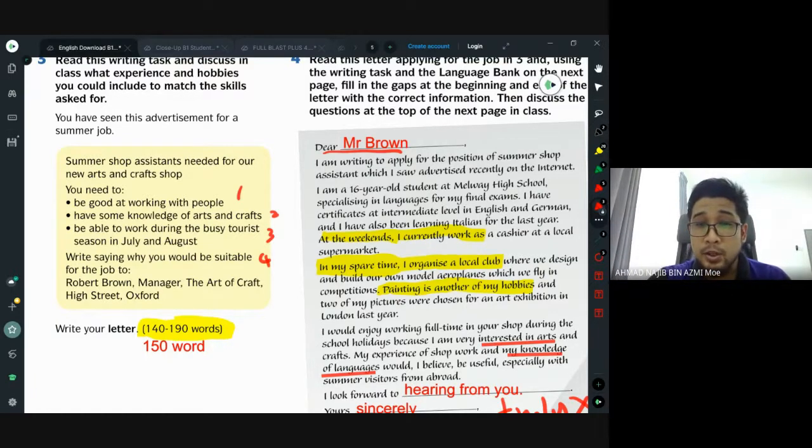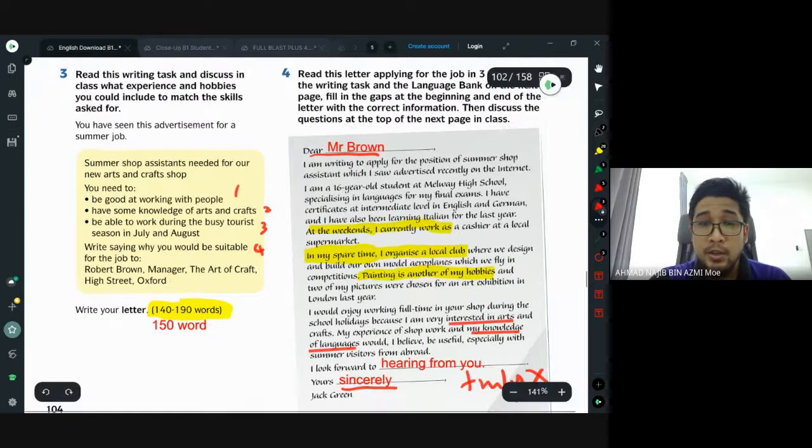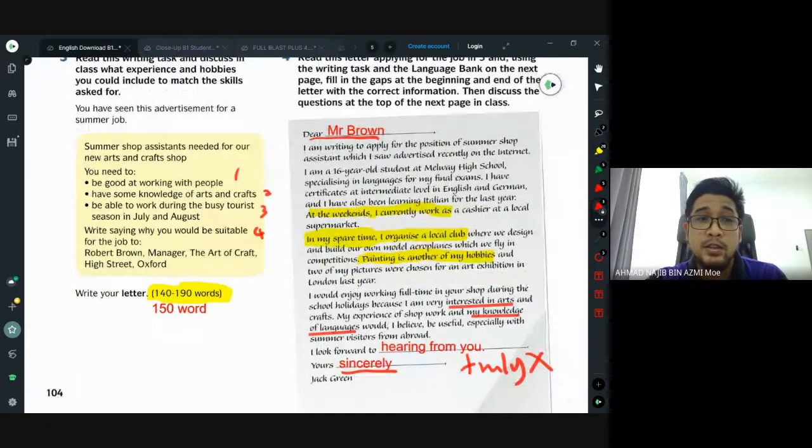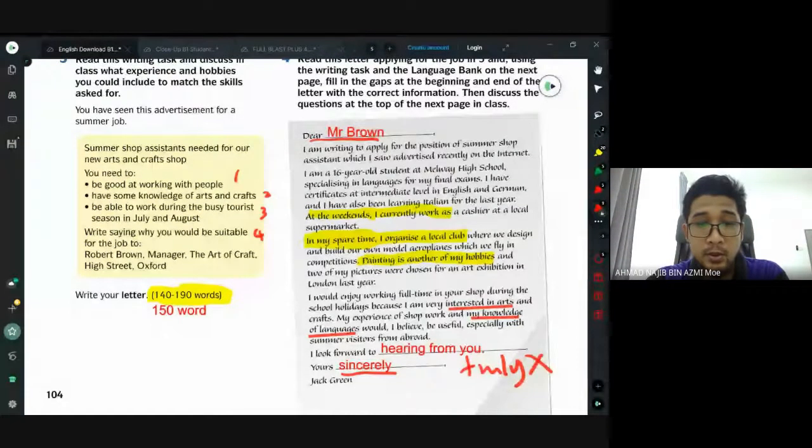Okay, so if we compare with the essay on the right, kat mana yang ditulis good at working with people? Do you see it? Good with working with people? Oh, sorry about that. If you heard children screaming. Class, come on. We have to end this quickly.